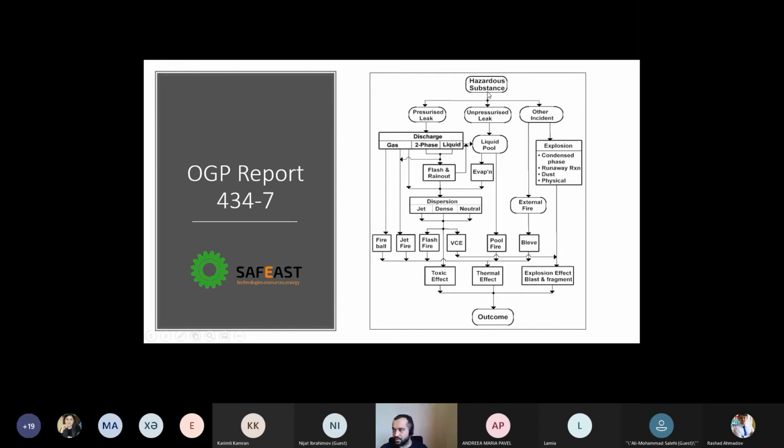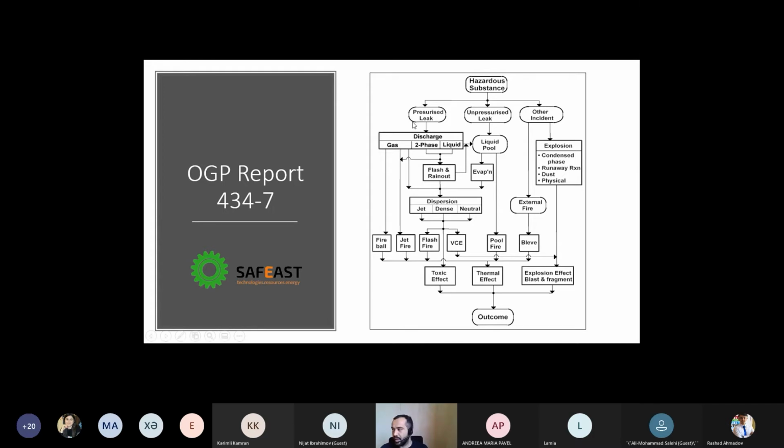From this hazardous substance, you can have a pressurized leak, an unpressurized leak, or other incident. We will talk later about what other incidents means. When you have a pressurized leak, obviously you will have a discharge. This discharge could be gas phase, two-phase, or liquid. And if you have an unpressurized leak, it will form a liquid pool. We will discuss this in detail, but I'm just trying to give you a very light overview of how the process works from hazardous substance till the outcome. When I say outcome, I mean the actual physical impact damage on the target.